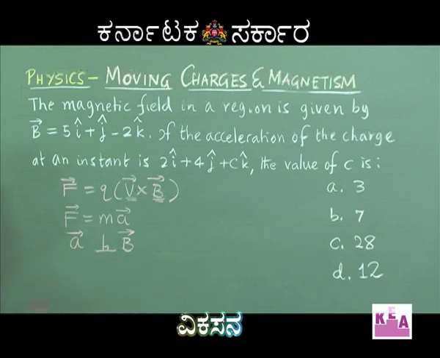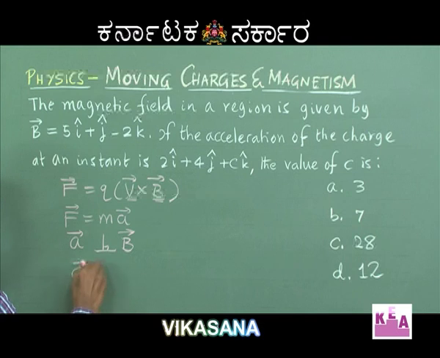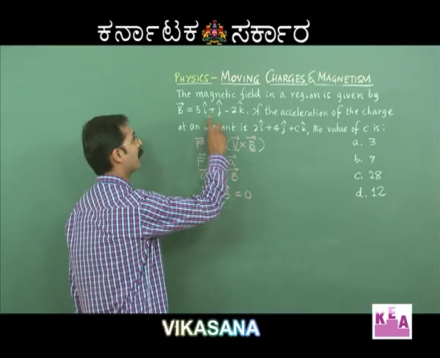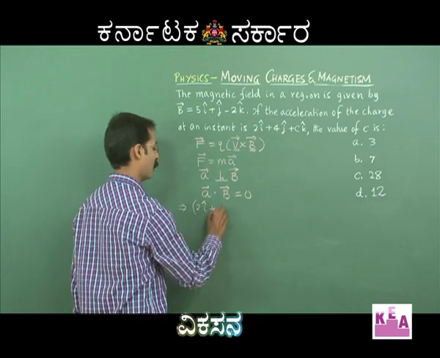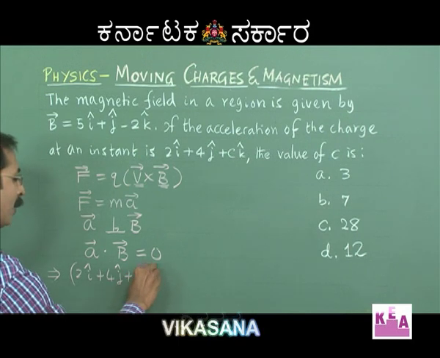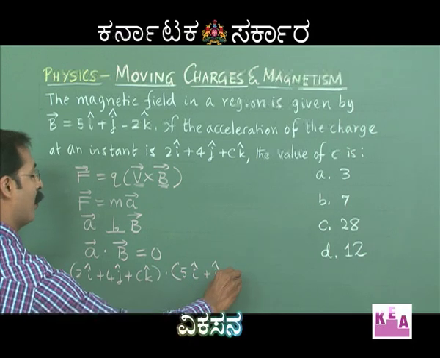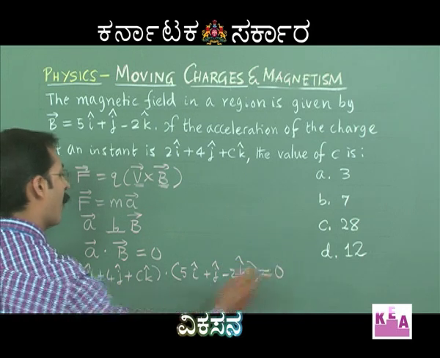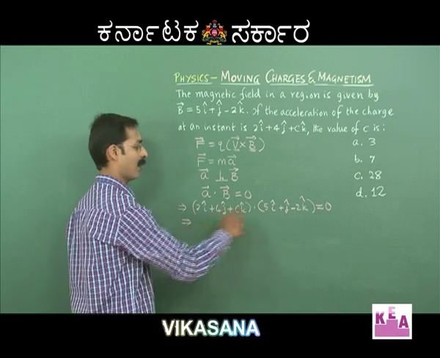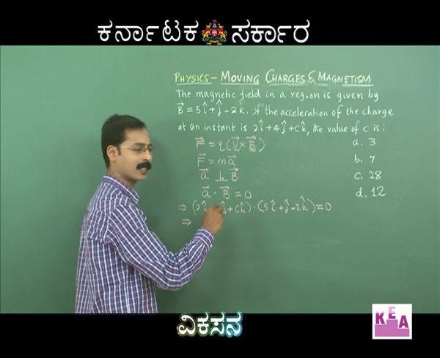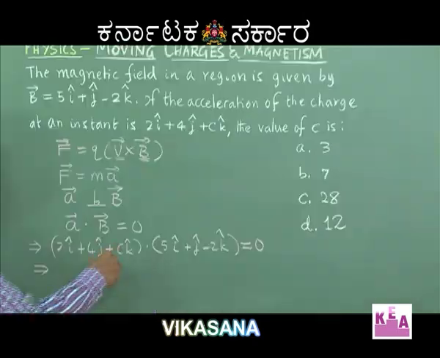If a is perpendicular to B magnetic field, then a dot B should be 0. We know that when two vectors are perpendicular to each other, the scalar product of those two vectors is 0. Therefore, a dot B equals 0, which implies (2i cap plus 4j cap plus ck cap) dot (5i cap plus j cap minus 2k cap) is equal to 0. You know how to evaluate dot products. i dot i is 1, i dot j is 0, i dot k is 0. Any unit vector multiplied with itself gives you 1, any unit vector multiplied by another orthogonal vector gives you 0.